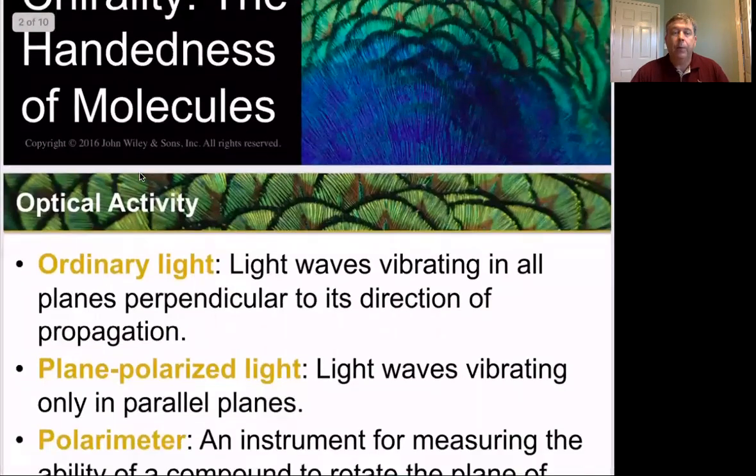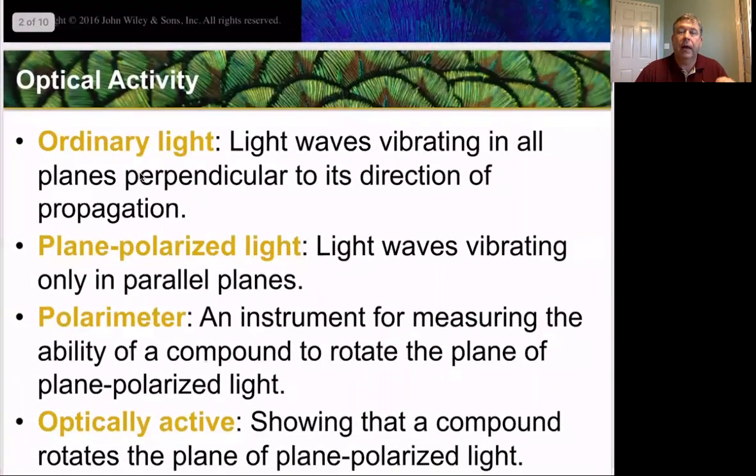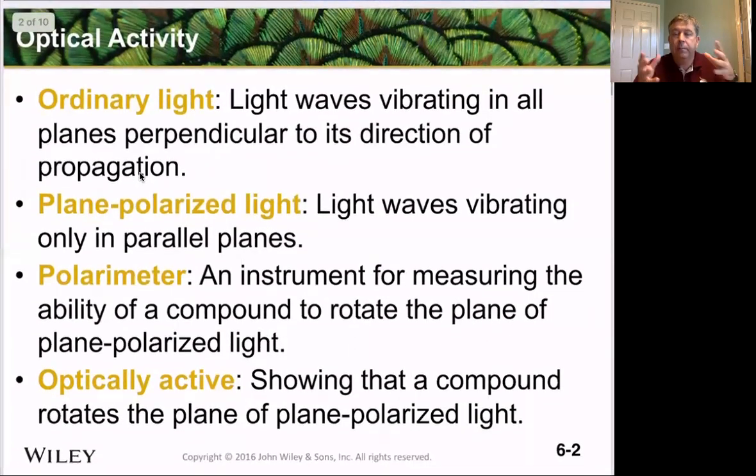So, up to now, we were defining what chiral things were and how they can be identified as either pairs of enantiomers or sets of diastereomers, okay? So, we're going to change gears a little bit and tell you what we call optical activity. This is how we know that we have chiral compounds, okay? Chiral compounds actually rotate light in such a way that we can measure that this is happening. So let's talk about that for a minute.